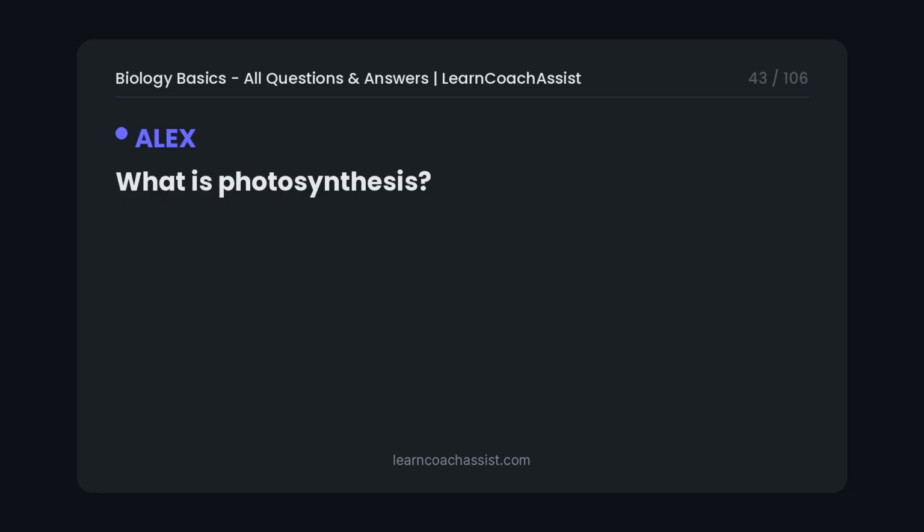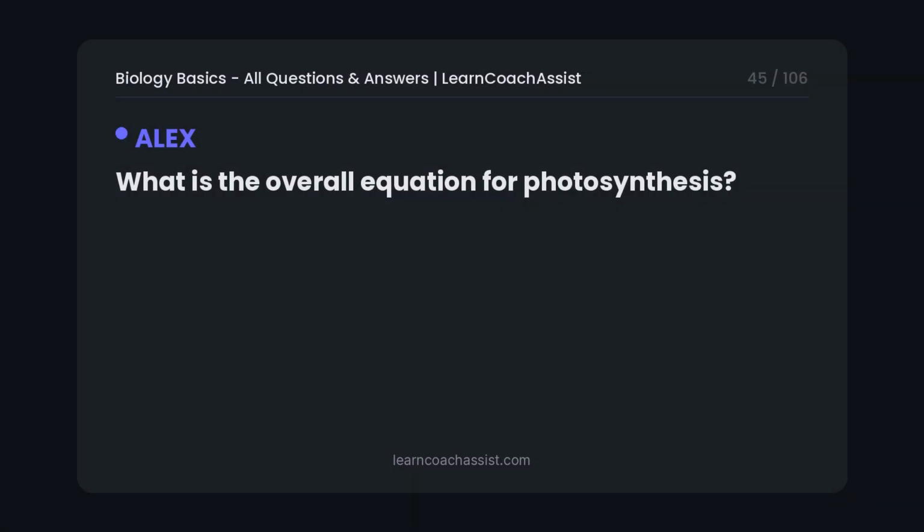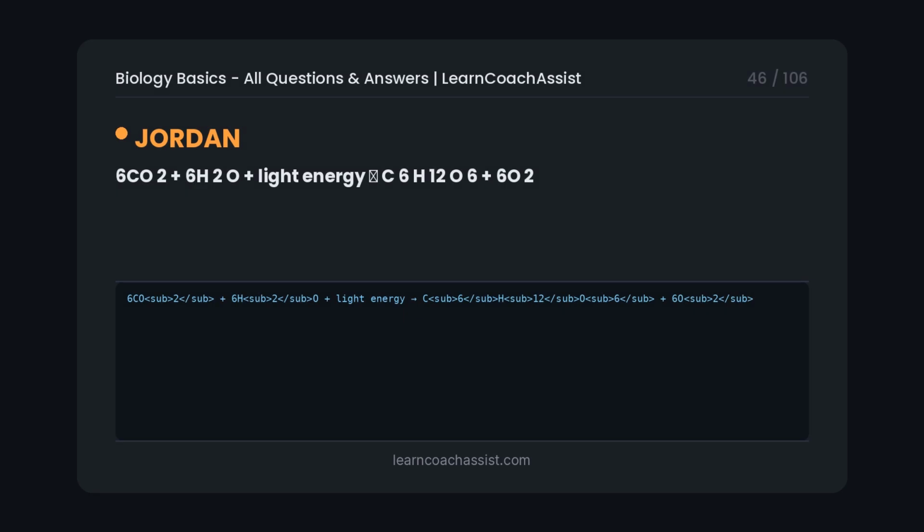What is photosynthesis? Photosynthesis is the process by which plants, algae, and some bacteria convert light energy into chemical energy, producing glucose and oxygen from carbon dioxide and water. What is the overall equation for photosynthesis? 6CO2 plus 6H2O plus light energy yields C6H12O6 plus 6O2.